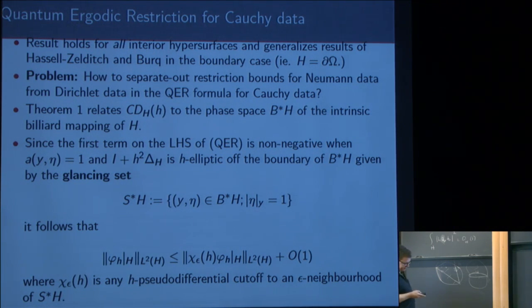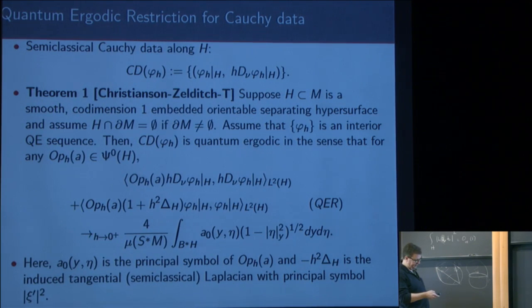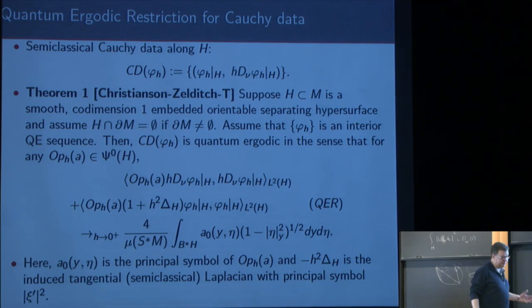So the main question is, I want to return to this question of L2 restriction bounds for the actual eigenfunctions. The main problem is how do you separate out restriction bounds from Neumann data from Dirichlet data in this formula that I just wrote down, this thing here? That's the basic issue, if you want to actually talk about Dirichlet data.